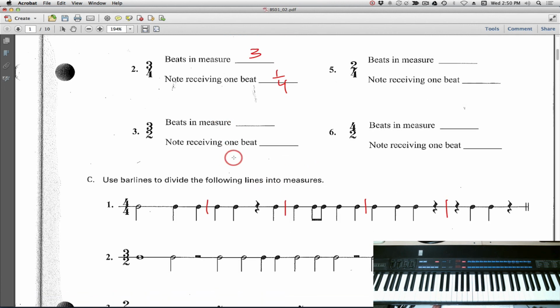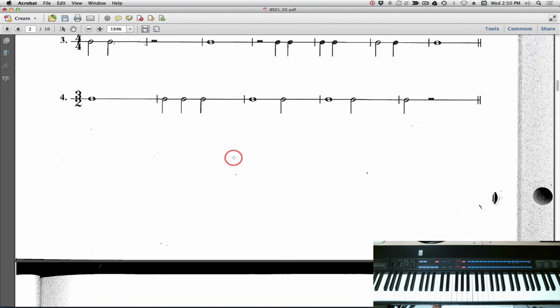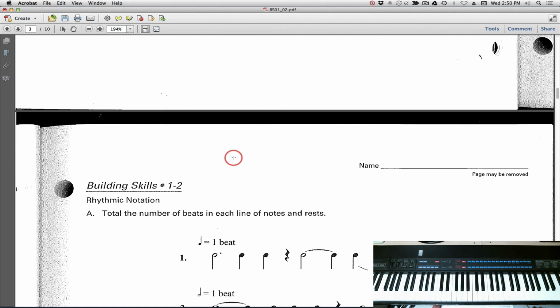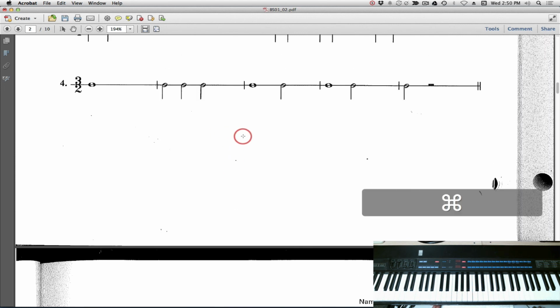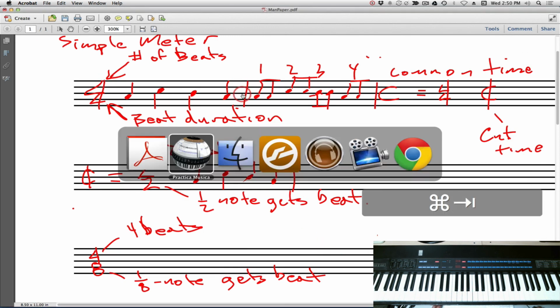Okay, let's see if there's anything else on here. Rests are the same thing, putting more beats in. Okay, we'll talk about dots too. Okay, so that's how that works. Let's go back to the text.